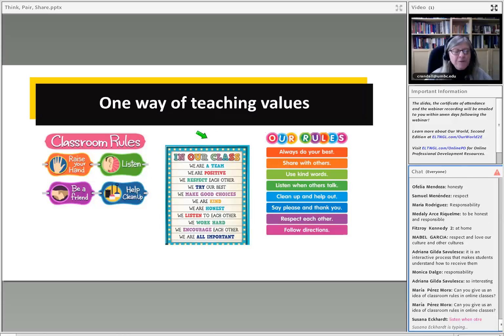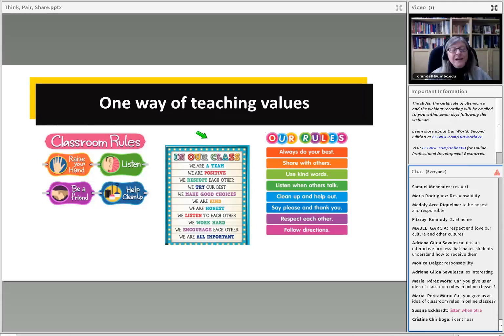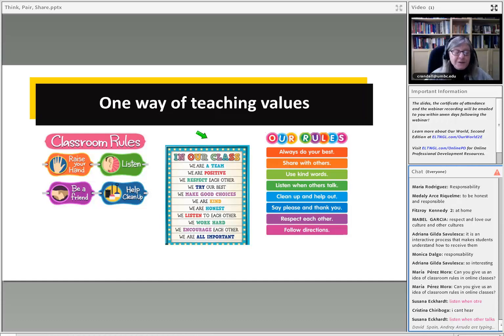Now, again, this has to be for older learners because they now have sentence structures. They can use the verb to be. We are a team. We are positive. We're kind. We're honest. We encourage each other. And how I interpret these is that the teacher is one of those. So everybody is on a team. Everybody is positive. So it's inclusive.